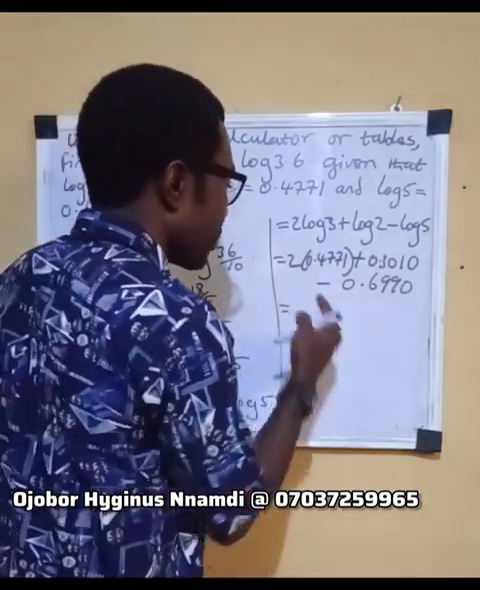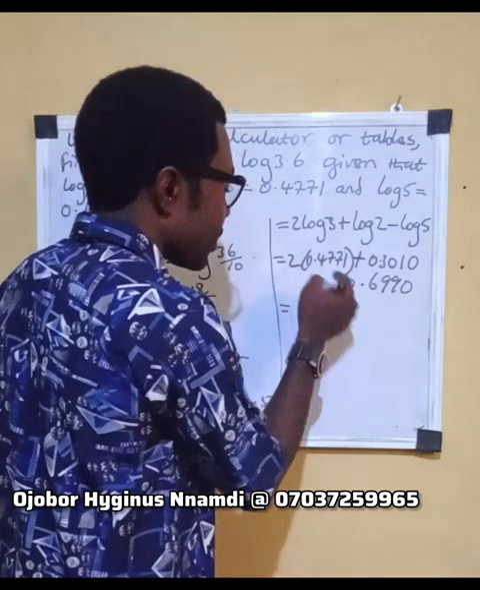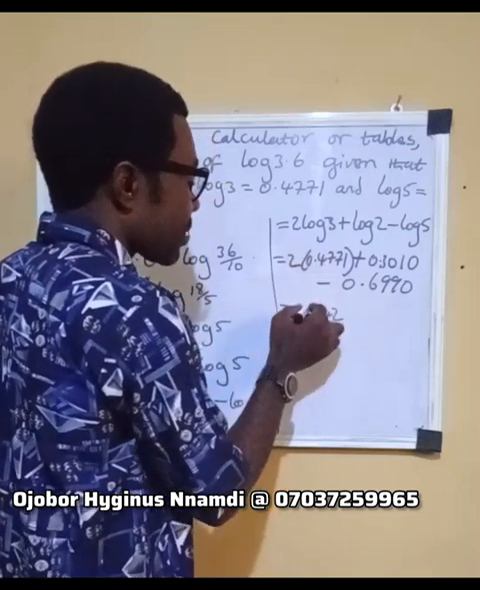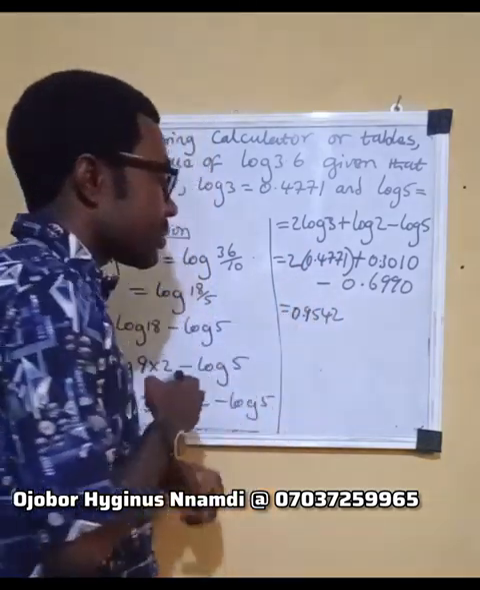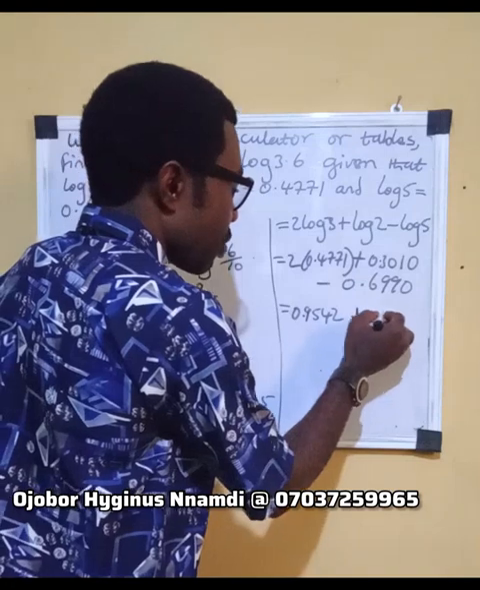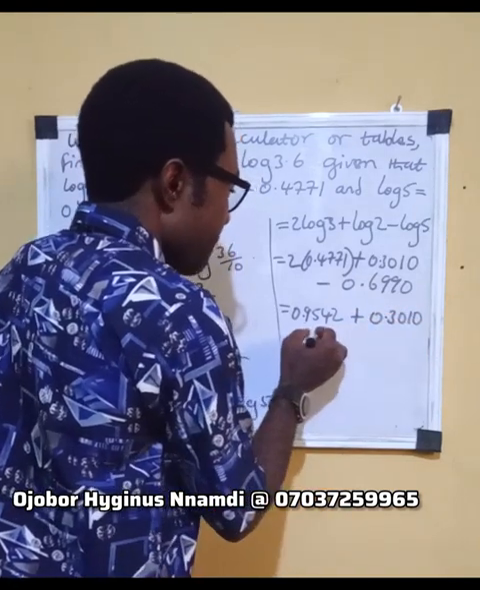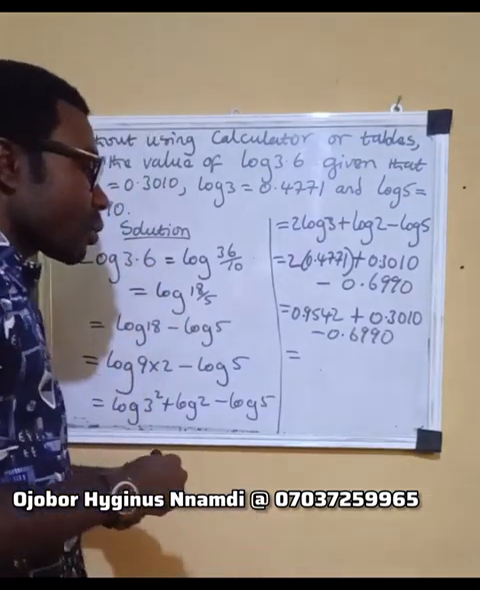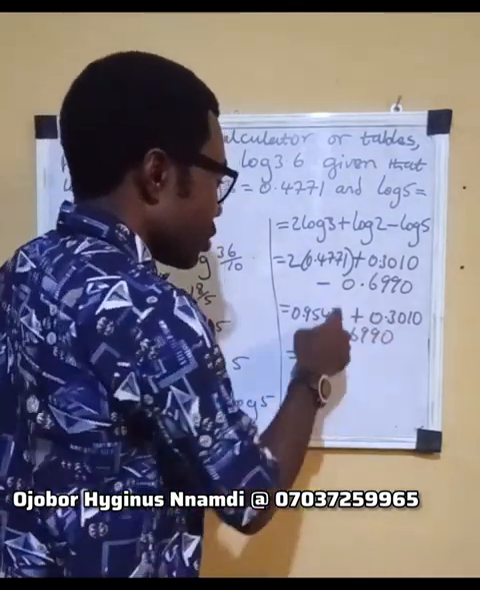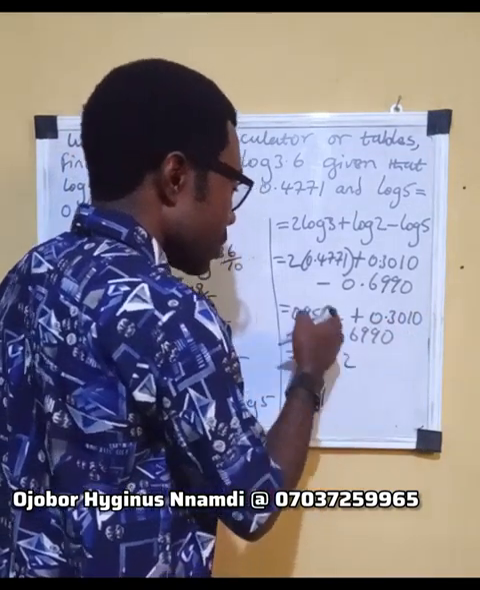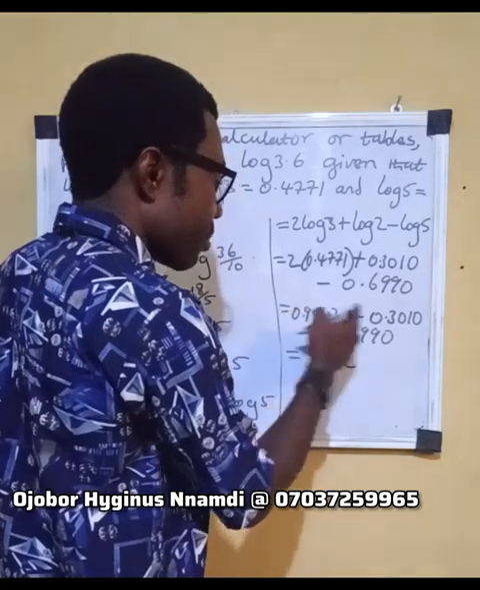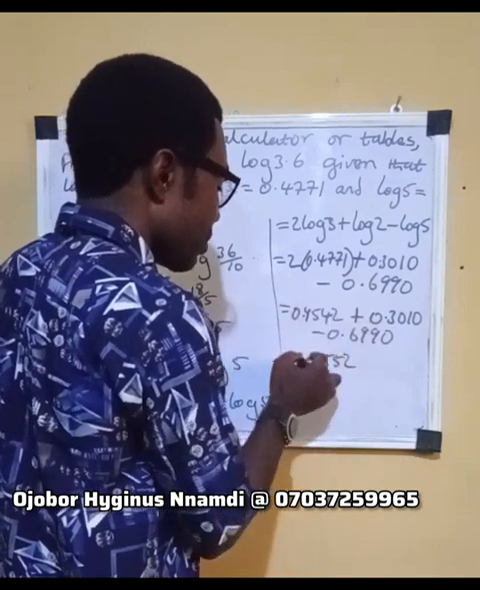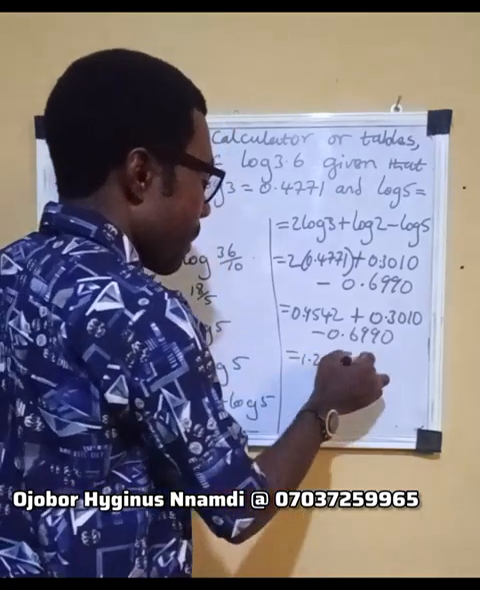We are going to do the multiplication here. 2 times 1 is 2. 2 times 7 is 14, write 4 carry 1. 2 times 7 is 14 plus that 1 is 15, write 5 carry 1. 2 times 4 is 8 plus that 1 is 9. 2 times 0 is 0. Then plus 0.3010, minus 0.6990. I'm taking it gradually so that we'll get what we're doing here. We're going to add first and then subtract. 2 plus 0 is 2. 4 plus 1 is 5. 5 plus 0 is 5, and 9 plus 3 is 12. So you write 2 carry 1, 0 plus 0 plus that 1, you have 1. So we have 1.2552 minus 0.6990.